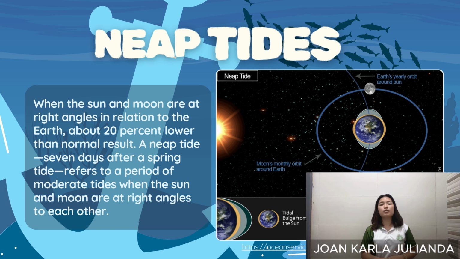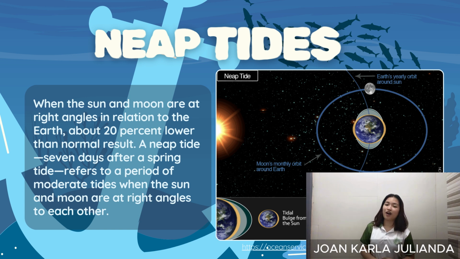Dito related yung right angle kasi para siyang yung kabaliktaran lang ng spring tide. Dahil yung spring tide natin ay merong 20% higher than the normal, dito naman ay meron tayong 20% lower. So, nangyayari siya 7 days after spring tide.